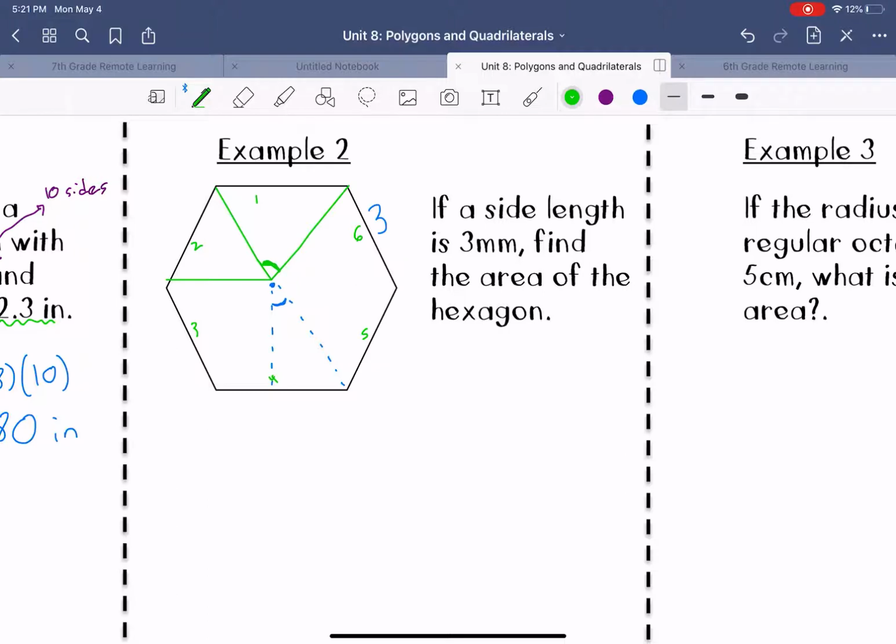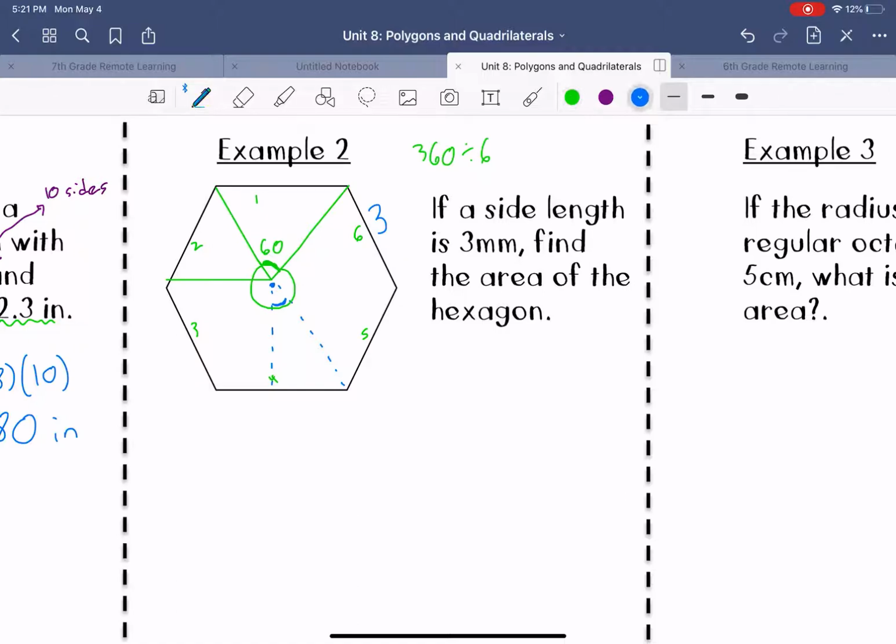And I know that together they make a circle. Okay? And a circle I know is 360 degrees. So to find one of them, I'm going to do 360 divided by 6, which is going to get me 60 degrees. Okay? So that's an important thing to keep in mind, that we can find central angles by dividing by the number of sides.